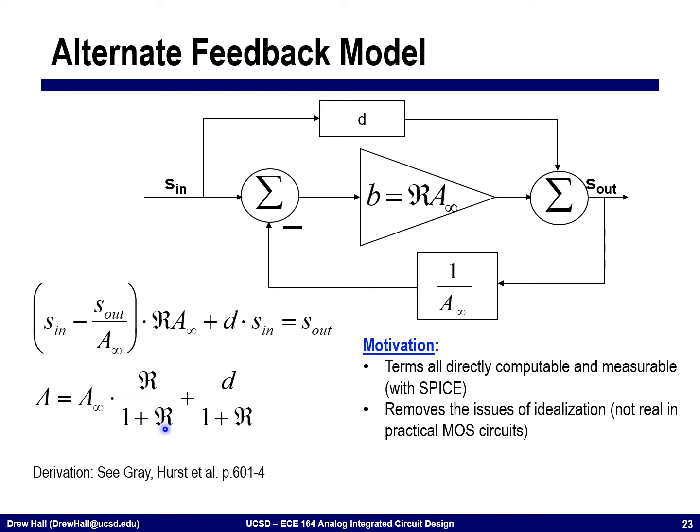So why do I want to use this particular type of feedback model? There's a couple of reasons that I think are pretty valuable and powerful. Number one, all of the terms are computable and measurable with SPICE. What I mean by that is I can figure out A_infinity with an AC simulation in SPICE. I can calculate D with an AC simulation in SPICE. I can calculate this R term here with a simulation in SPICE.